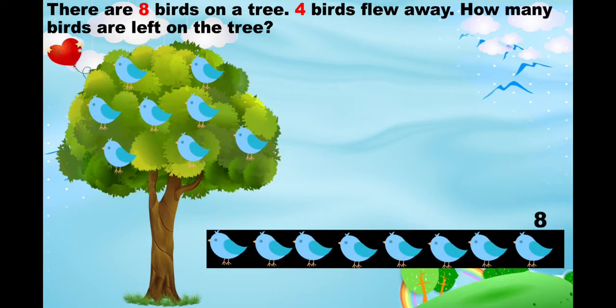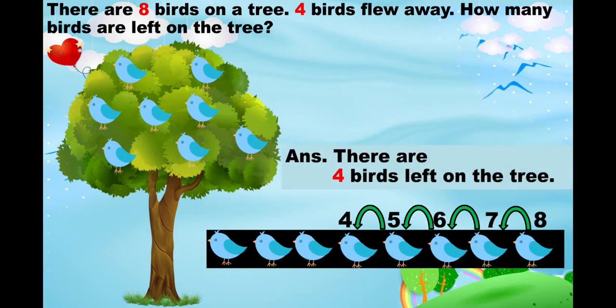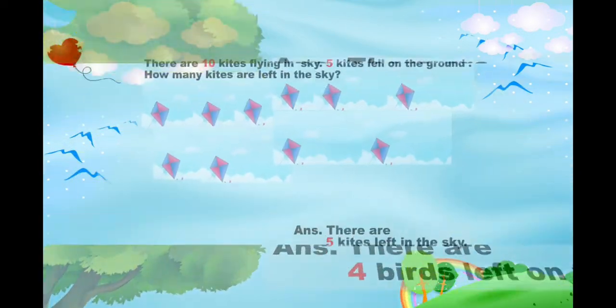The next example. There are 8 birds on a tree. 4 birds flew away. How many birds are left on the tree? Yes, so these are 8 birds. Now let's count backward. 7, 6, 5, 4. So how many birds are left? Just 4 flew away. And here we can count also 1, 2, 3, 4. And let's put a cross.